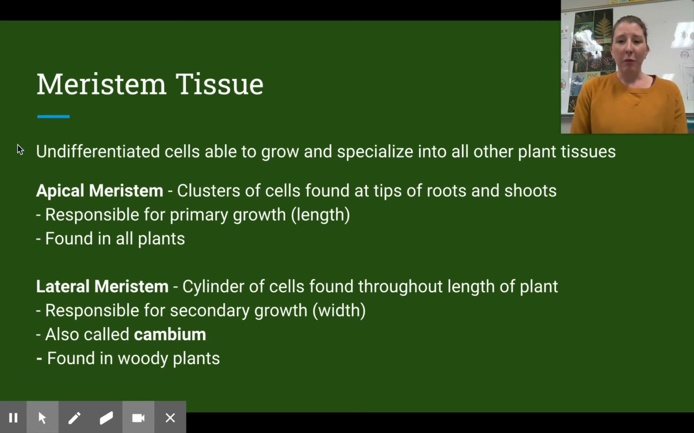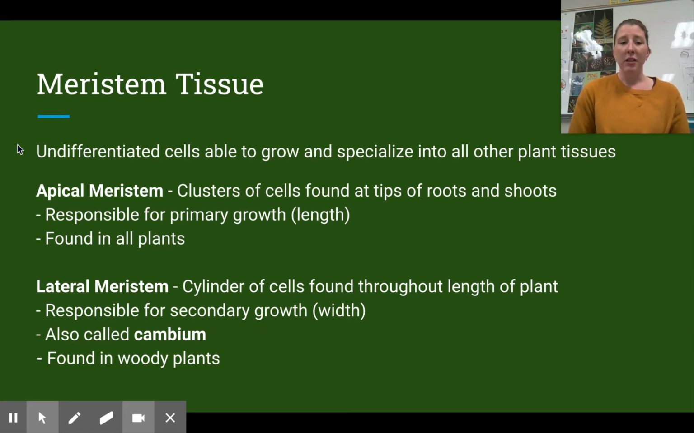Now, the first thing we need to talk about when we talk about plant tissues is meristem. Meristem is like stem cells for plants. It is undifferentiated cells, so cells that haven't been directed to grow into a certain type of tissue, and they are what form the specialization of all other plant tissues.